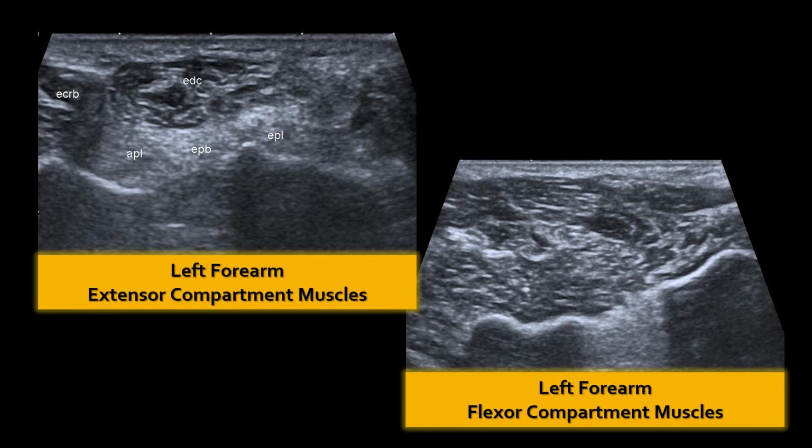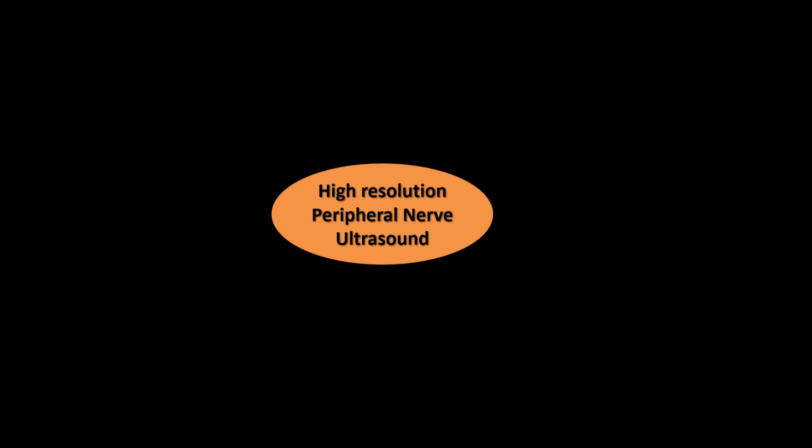Another important thing that one should look for in cases of neuropathy is the status of end muscles. So this is the axial image of the left forearm extensor compartment, and we can see there is significant reduced bulk with fatty infiltration involving the deep extensors of the forearm. Superficial extensors are also showing some patchy areas of fatty infiltration. This is the left forearm flexor compartment muscles axial image, and we can see well maintained bulk of flexor compartment muscles with maintained echotexture.